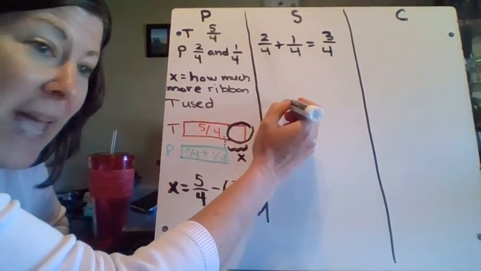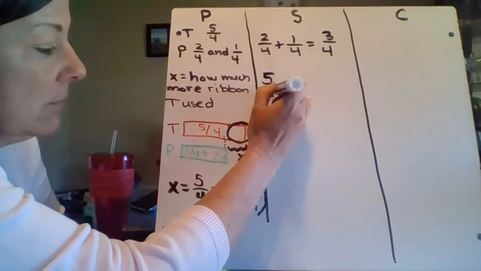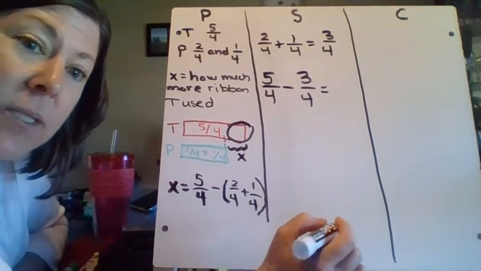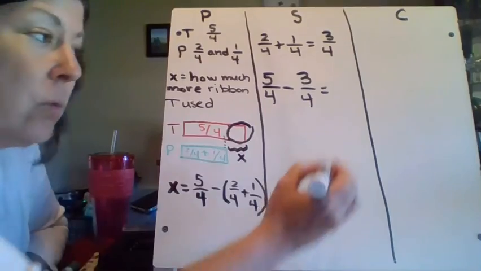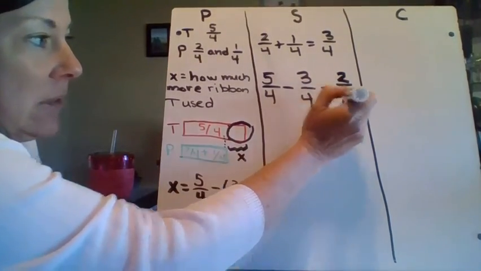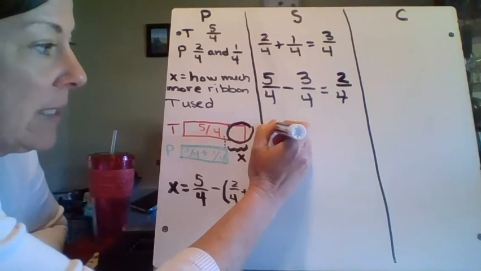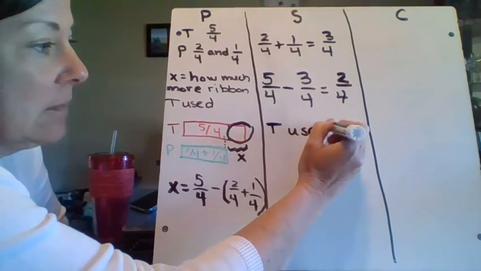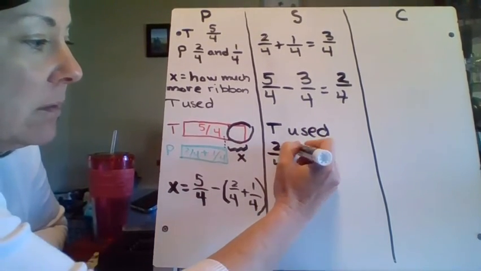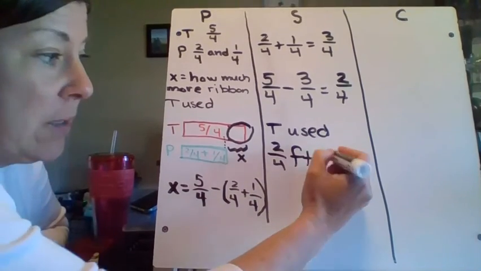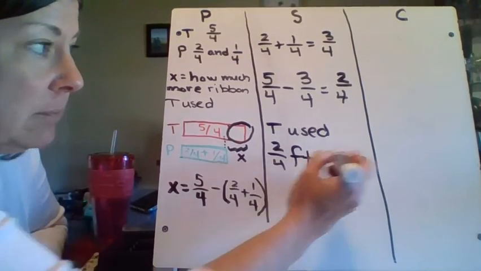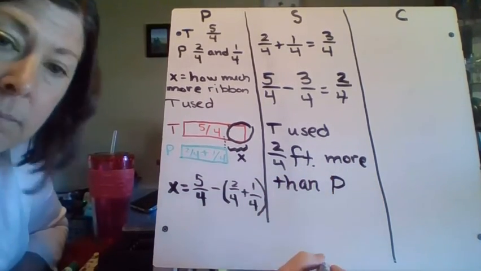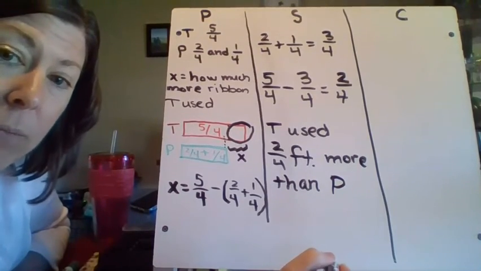Now I'm going to take that away from what Tiana used. And 5/4 minus 3/4 equals 2/4. So Tiana used 2/4 foot more than Paula. Now I'm going to go to my check.